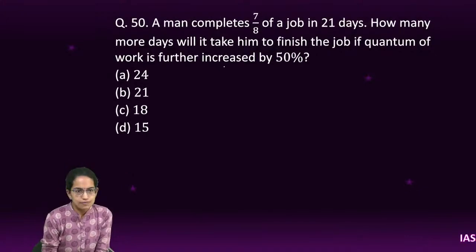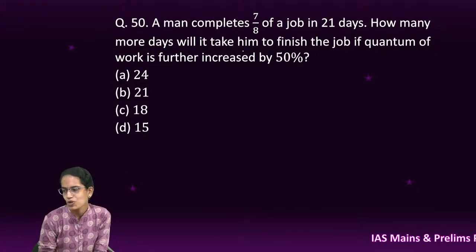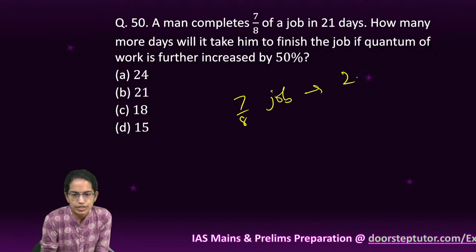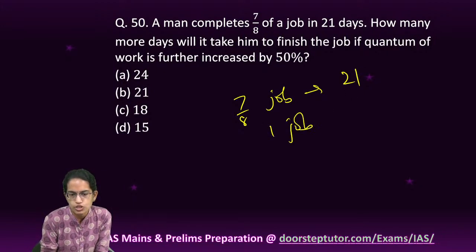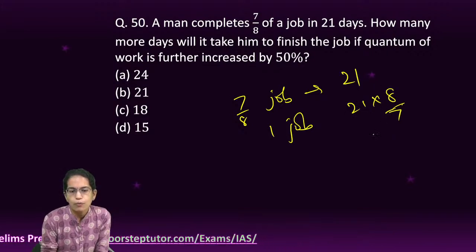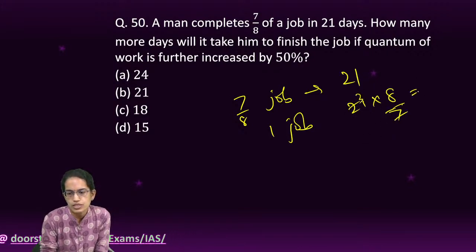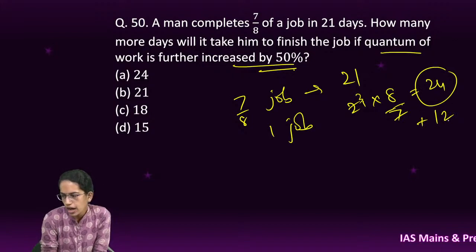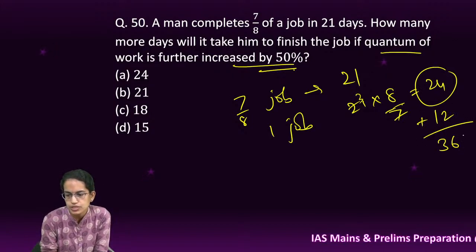The next is, here again, what was the problem? When 7/8 job is completed in 21 days, I find out the value for one job, which is 21 into 8 by 7. Okay, now what is the problem? So this is 24 days. I have increased my quantum by 50%. Now 12 added to it, so 24, half of it is 12. I add 12 to it, so it's 36.